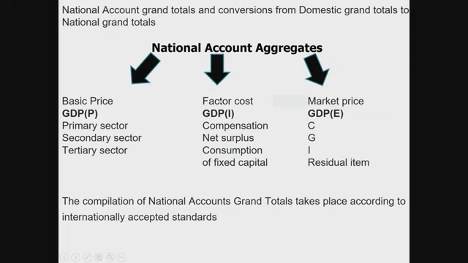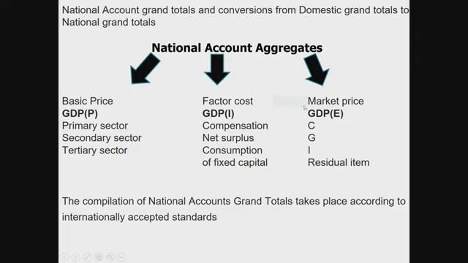But then we move on to the next method of calculating, which is your gross domestic product using the income method, and that's what the I is for there. And here we work off the factor cost. So what we mean by factor cost is the cost of the factors of production. So your factors of production, this is your compensation paid to employees, your net surplus, as well as your consumption of fixed capital.